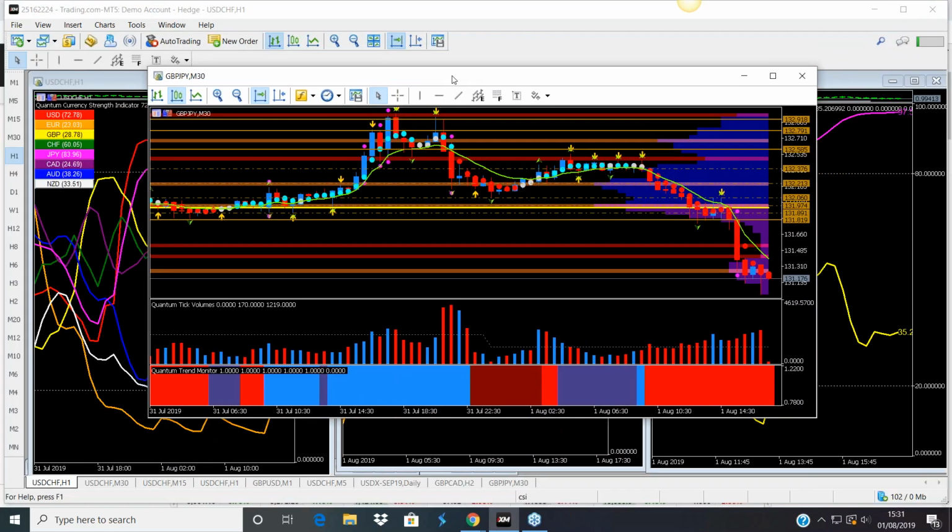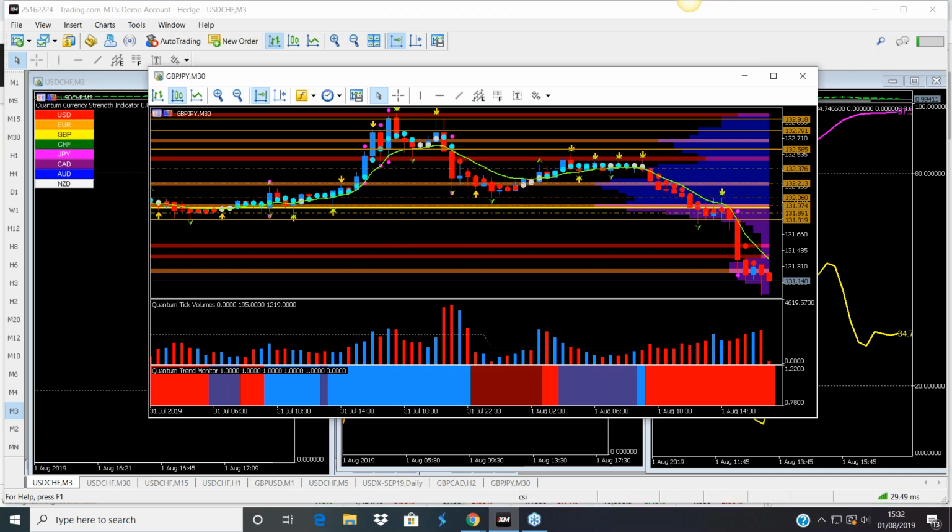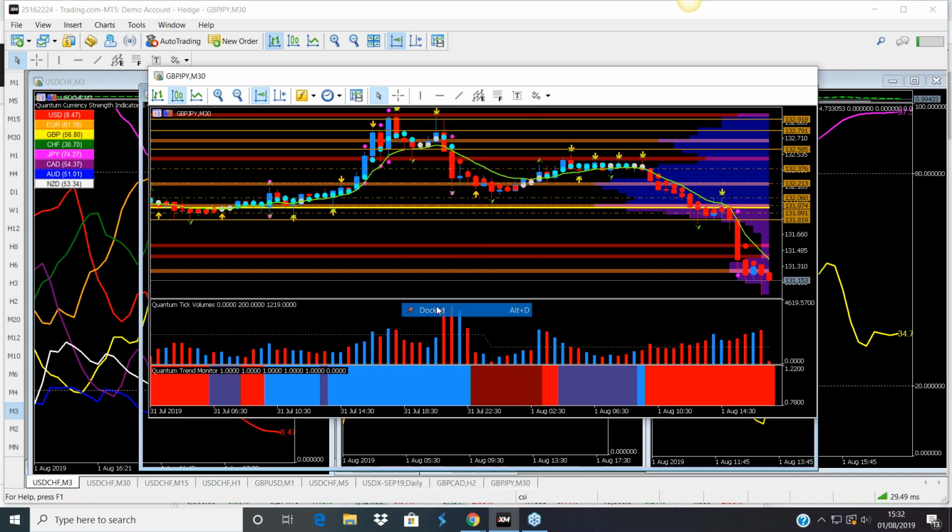You will see exactly the same type of price action on the NinjaTrader. As I said, I just wanted to use the pound yen because it was such a good example this morning. I think the 3-minute chart has long moved. Let's have a look. Let's take this off.